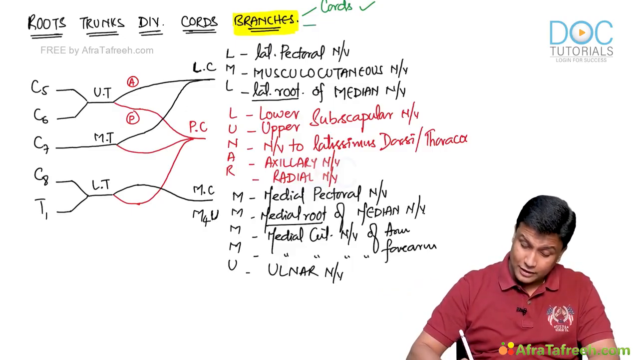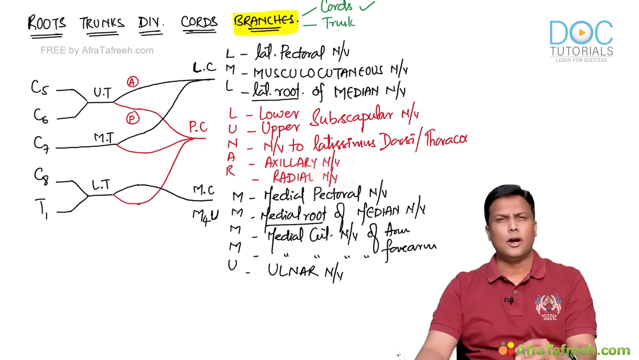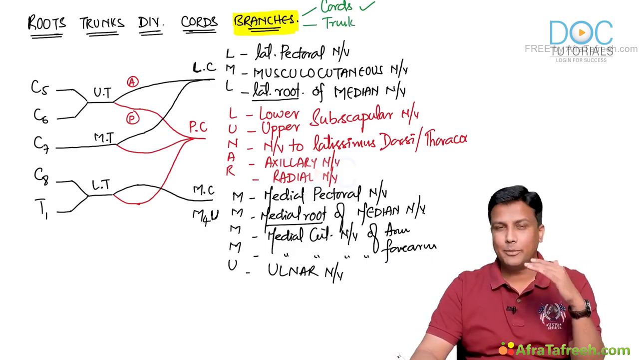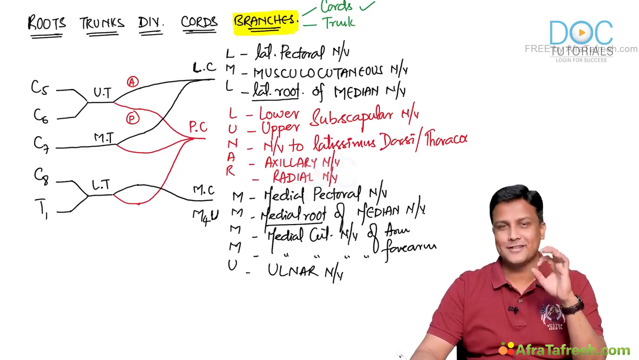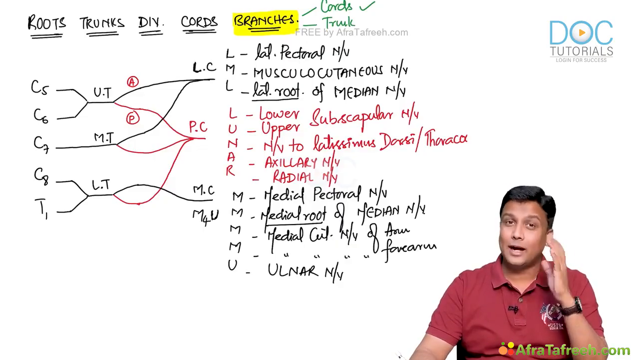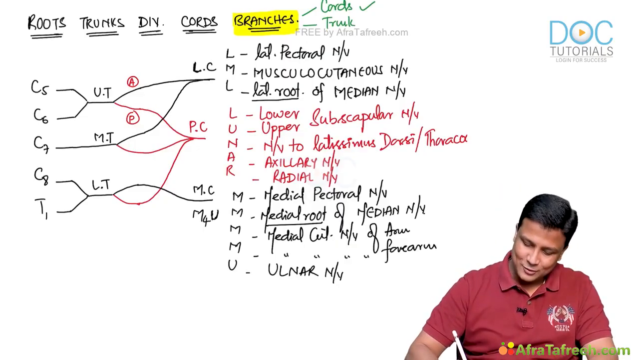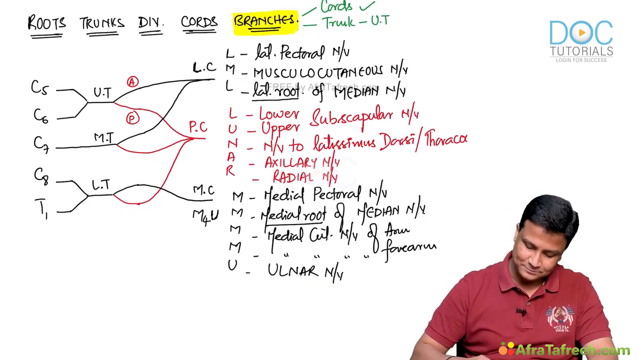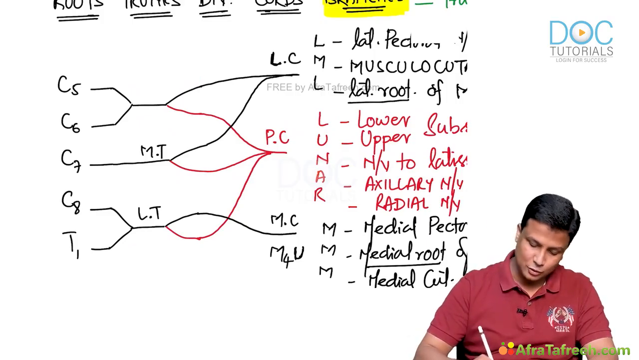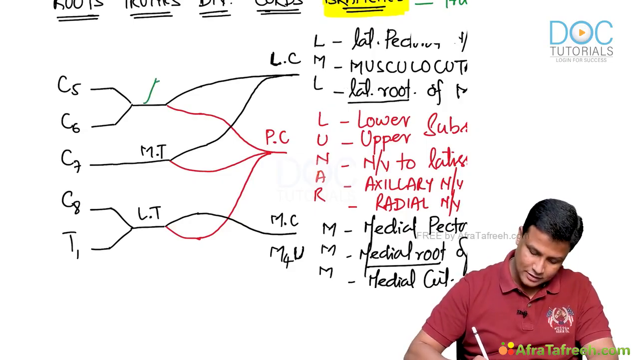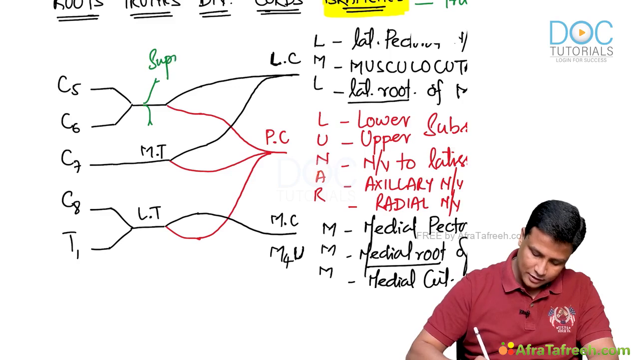Next, number two, we also get branches from the trunks. How many trunks do we have? We have three trunks: upper trunk, middle trunk and the lower trunk. The good news here is that out of the three trunks, the middle trunk and the lower trunk will not give any branches. Only the upper trunk will give branches, guys, okay? So don't panic here. Only upper trunk will give, and that too only two branches, sir. Now what are the two branches given here? One will be the suprascapular nerve.